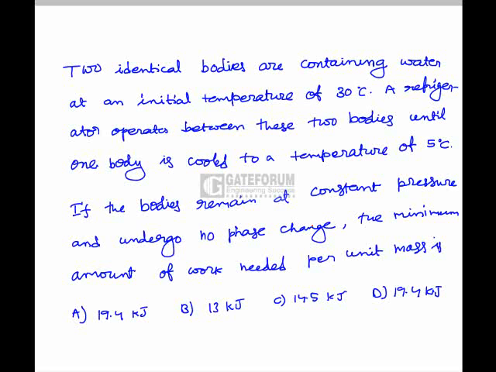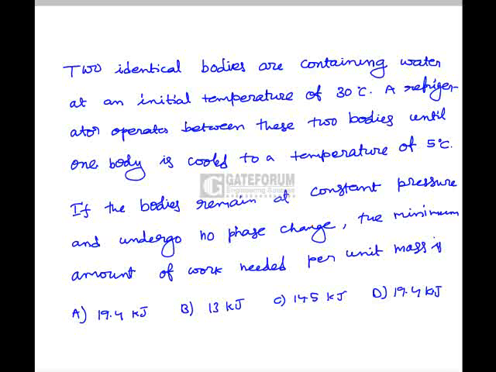Two identical bodies contain water at an initial temperature of 30 degrees centigrade. A refrigerator operates between these two bodies until one body is cooled to a temperature of 5 degrees centigrade. If the bodies remain at constant pressure and undergo no phase change, the minimum amount of work needed per unit mass is.